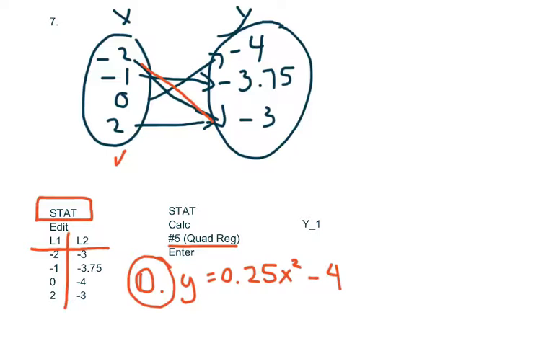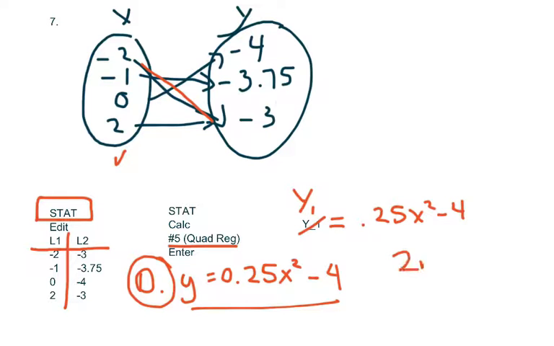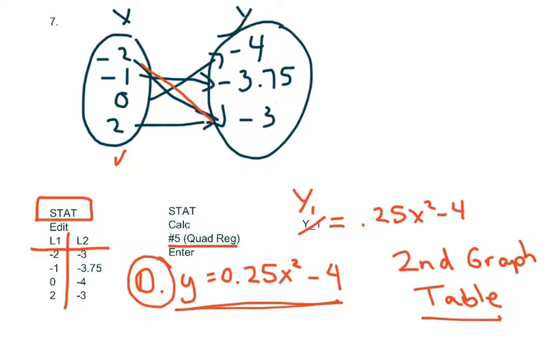However, you're not going to get this same test. So say you got this and that wasn't on your multiple choice. Then you would input it in your y1 and graph it. So you would just put 0.25x squared minus 4 in your calculator and graph it. And if that's not the right graph, then you just hit second graph and get the table and see if that would work. In this case, the first answer we got was there, so that was correct.